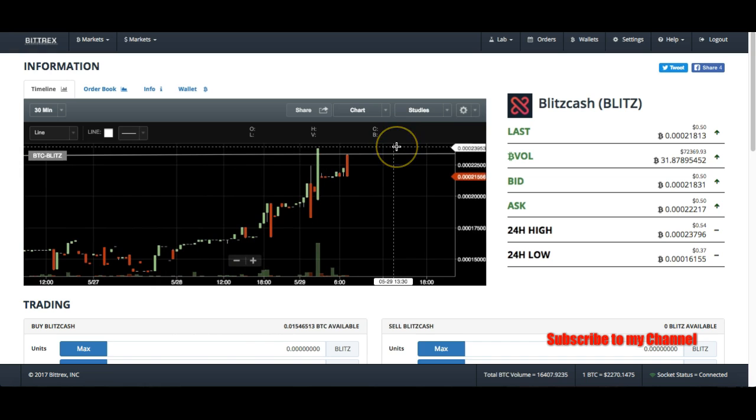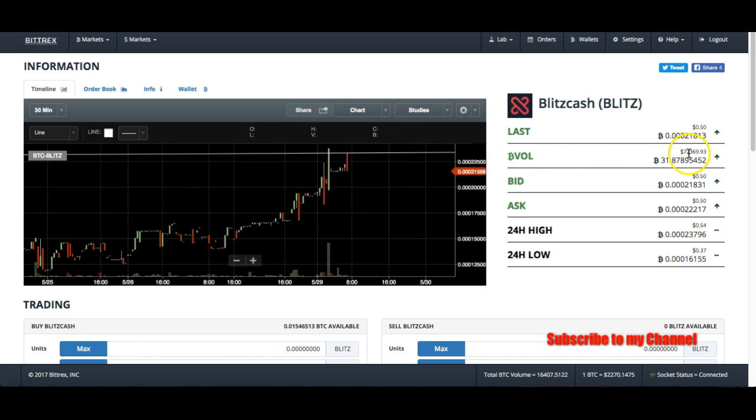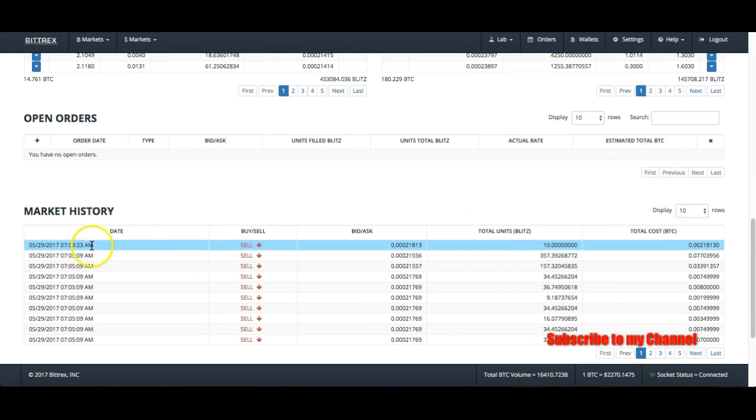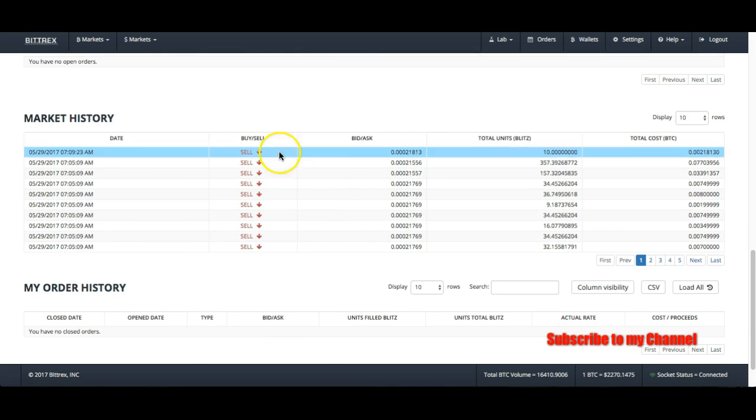So I'll suggest, just keep an eye on the volume. Keep an eye on the price. This is how much money there is on this coin right now invested. That's the volume. There's 31 Bitcoins involved with this coin. And as you can see, people just continue to sell. So you can keep an eye on the market history.